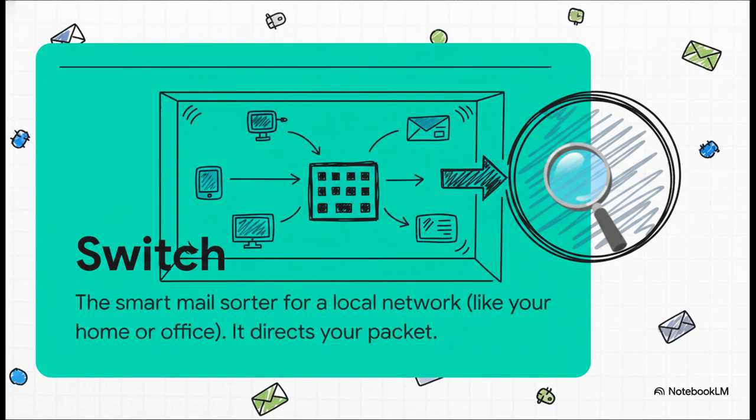So the very first stop on this journey is a little device called a switch. The easiest way to think of it is as the mail sorter inside your own house or office. You know, it's taking all the packets from your computer, your TV, your phone, and it makes sure they all get pointed towards the right exit door, which is your router, the gateway to the rest of the internet.